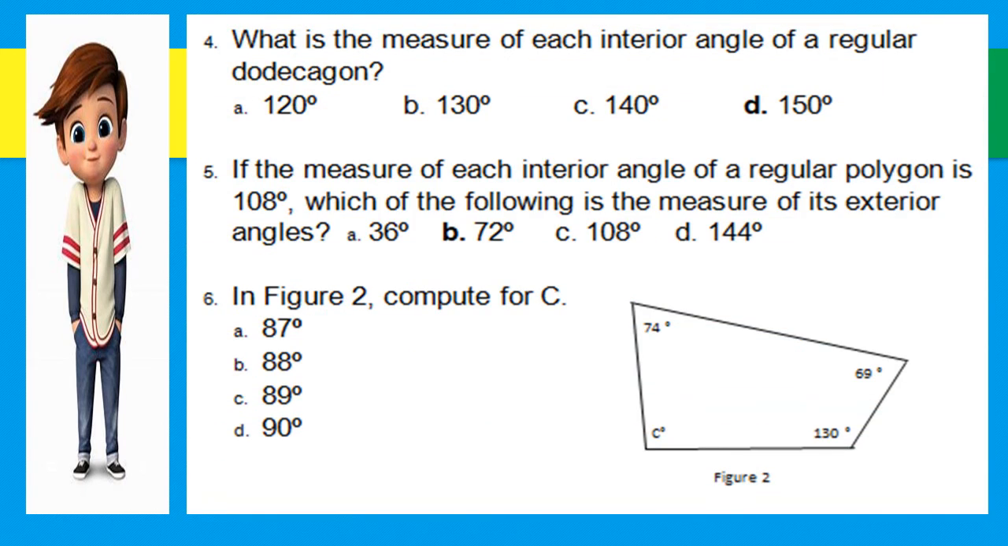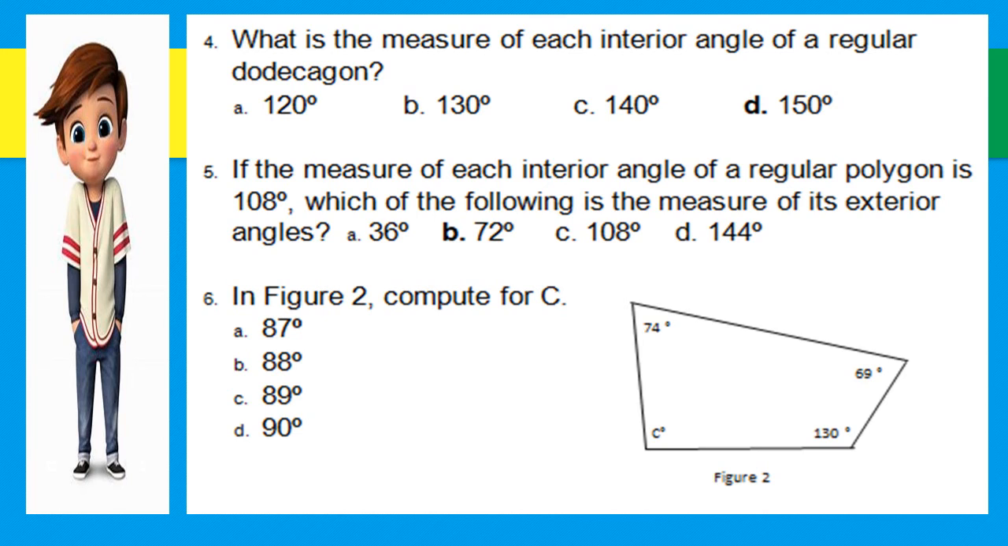Next number. What is the measure of each interior angle of a regular dodecagon? Now, we are going to look for each interior angle. Since a dodecagon has 12 sides, we are going to divide by 12. So the answer is letter D.